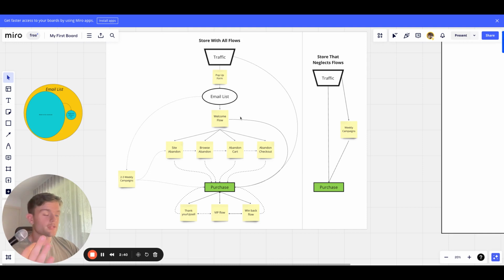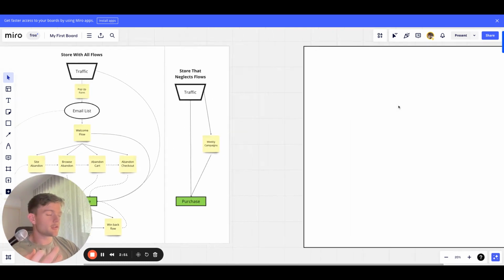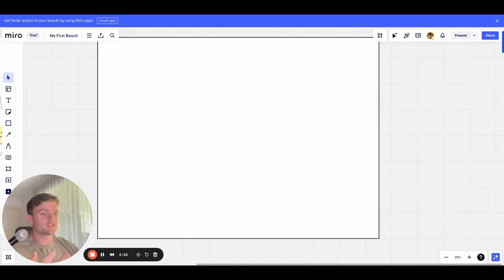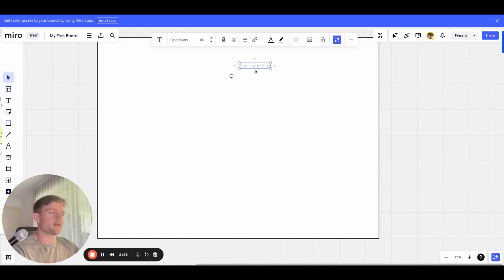So once you have the flows built, you cannot neglect your campaigns, and you cannot neglect the content that you're putting in your campaigns, because this is vital to keep the flows stimulated and to keep driving revenue. So when it comes to campaigns, how are you going to decide what the best topics are to write about in your campaigns?